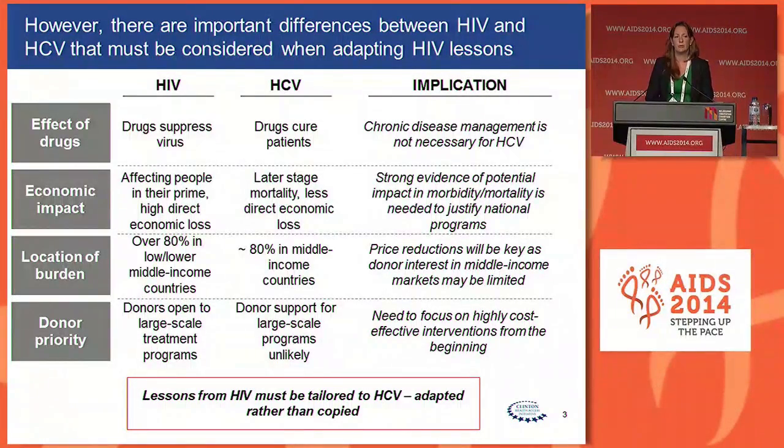The location of the burden. In the early days of HIV, there was a significant concentration in lower middle income countries. Now, many of those lower middle income countries have moved up in income categorization. And so when you look at hep C, you see a lot of the burden in middle income countries. This has implications for price negotiations and for donor funding.